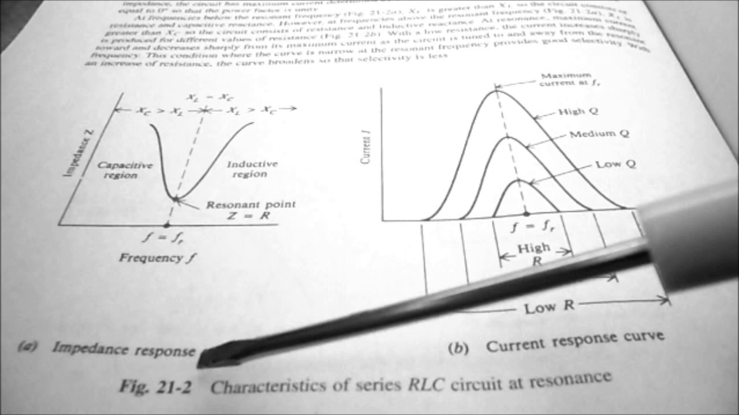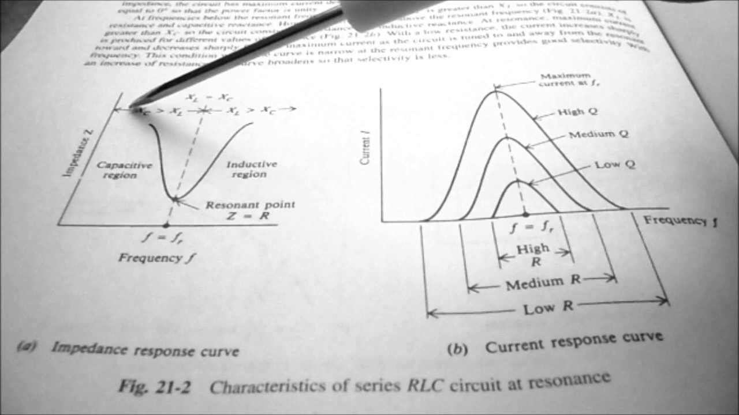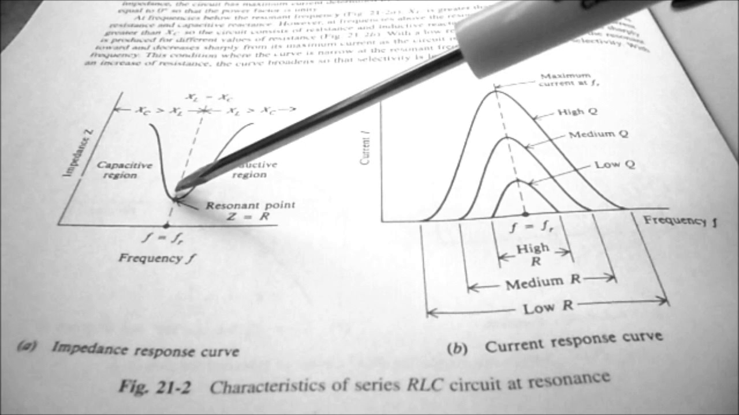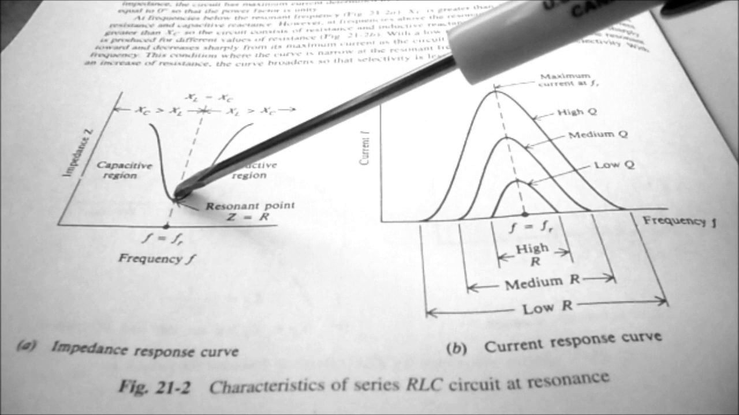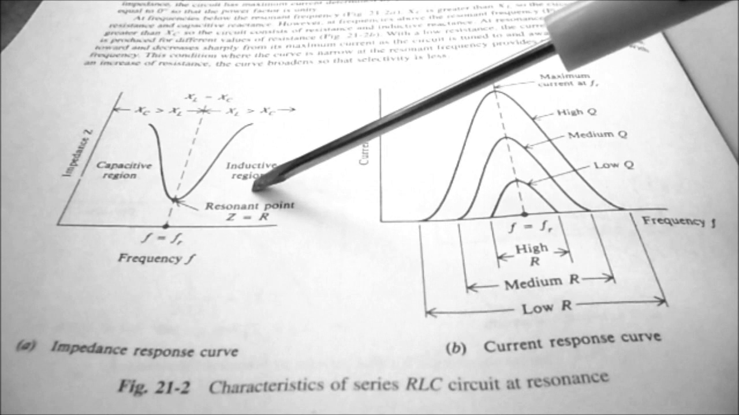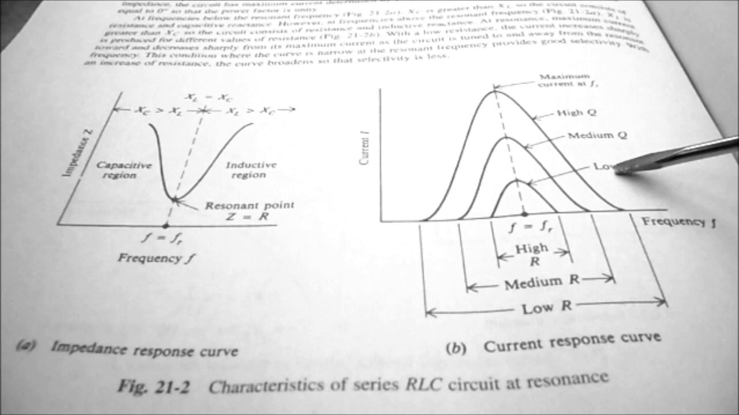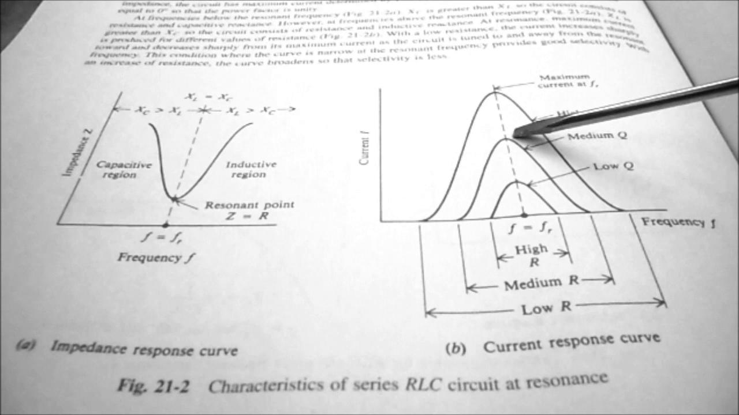Now down here on figure 21-2, they give you characteristics of a series RLC circuit at resonance. So you can see from our impedance versus frequency chart here, when we hit resonant frequency, Z is equal to R, so we're only seeing the resistive part of the circuit. And when the frequency is less, then the capacitive reactance is higher. And when the frequency is higher, then the inductive reactance is going to be higher. When we're looking at the Q of the circuit, and the Q is directly related to the resistance of the circuit, we can see a low Q circuit versus a high Q circuit.